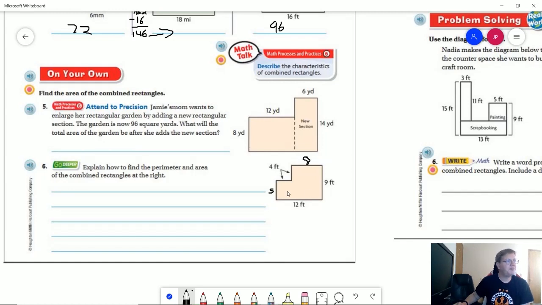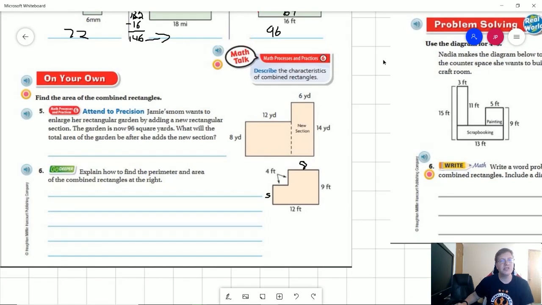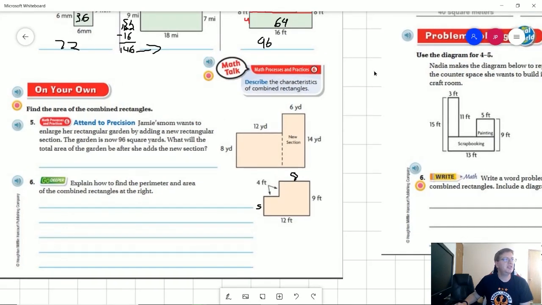For the area of the combined rectangles, it depends on how I would do it. If I want to go this way, I could do 12 times 5 to get the area of this one, and do 8 times 4 to get the area of this one. If I wanted to go this direction, I could do 4 times 5 to get the area of this one, and 8 times 9 to get the area of this one. So those are the ways that we could do that. Again, how you choose to do that depends on which strategy you would want to use.